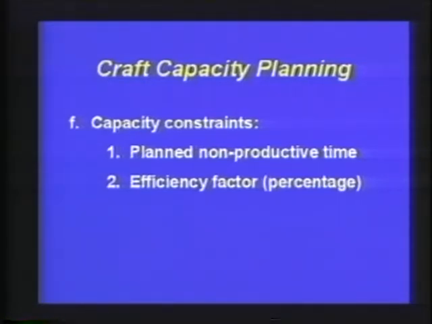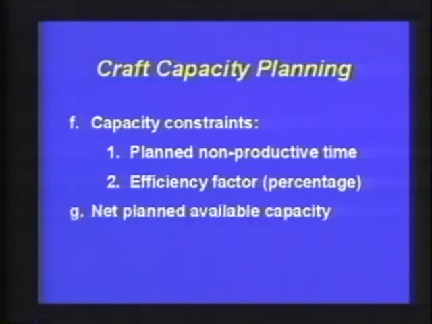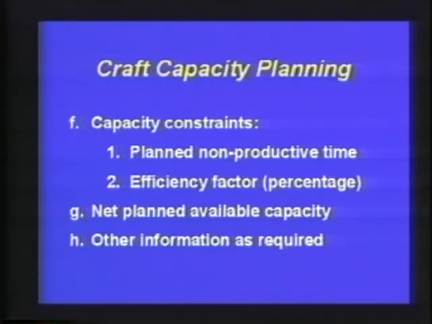And I'll address that in a moment because this could be a very sensitive issue to many companies. G is the net planned available capacity. Now, the way E, F, and G are combined, we would have the gross capacity minus the capacity constraints, and that difference multiplied by the efficiency factor would provide the net planned capacity. And if you need any other additional information, then add item H and so forth.